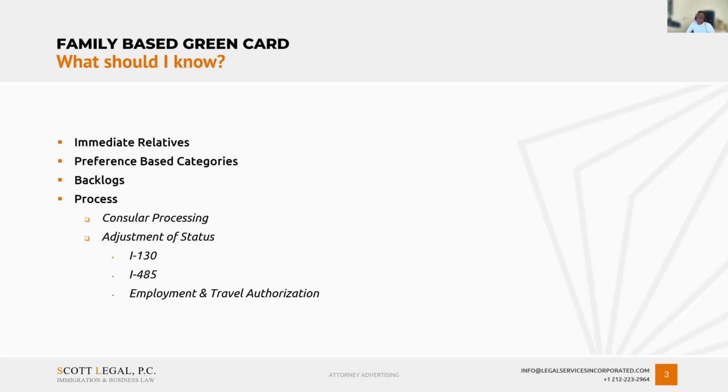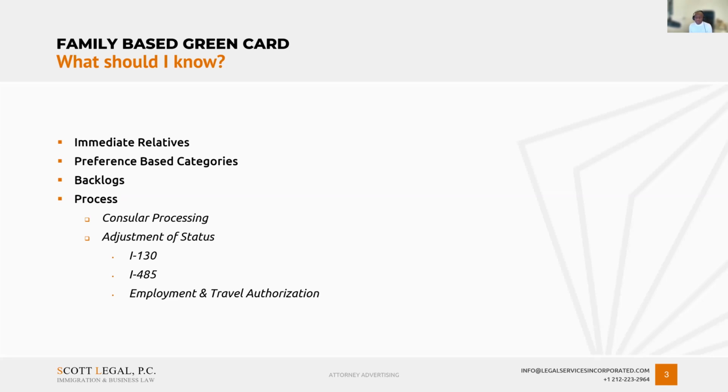Now, the next thing I wanted to talk about is the process. Although we're on the family-based slide, this process is applicable to each and every one of the categories. When you're applying for a green card, there's going to be either a two-step process or a three-step process. Let's start with the three-step process. The first part of the process is, we'll call it a little more objective, in the sense that it's proving that you meet the eligibility.